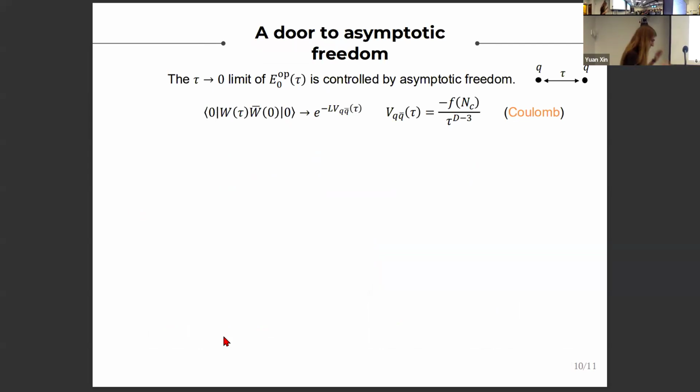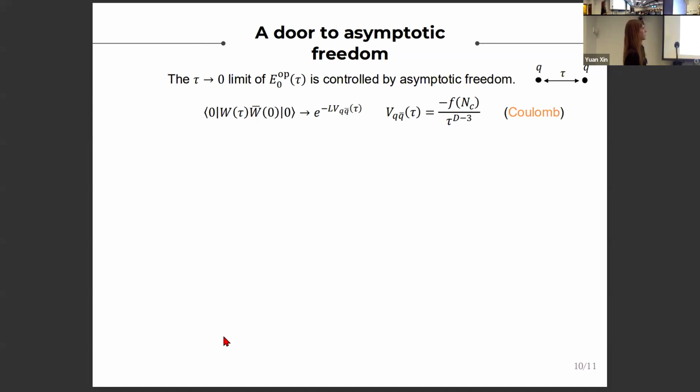Why is that? Well, because it's the energy of an open string, right? And from space-time, this open string is the flux between two probe quarks. And now I can study this in the limit where tau goes to 0, and that's very short distances, where asymptotic freedom kicks in. Okay, so this will essentially be the Coulomb potential.